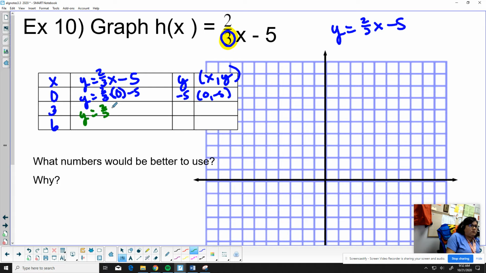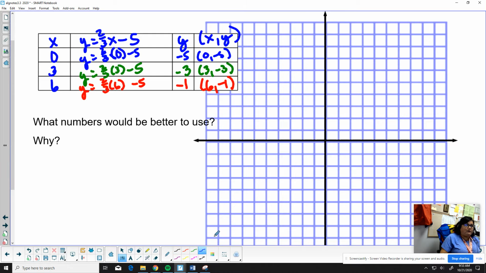y equals 2/3 times 3 minus 5. Now, if you stick that in decimals, which you should, you get -3. So 3, -3. And then the last one, if we do the same thing with 6, 2/3 times 6 minus 5, that would be -1. And we have to stick it in decimals to figure it out. Okay, so if I go graph it now, it should make a straight line. If it doesn't, something's wrong.